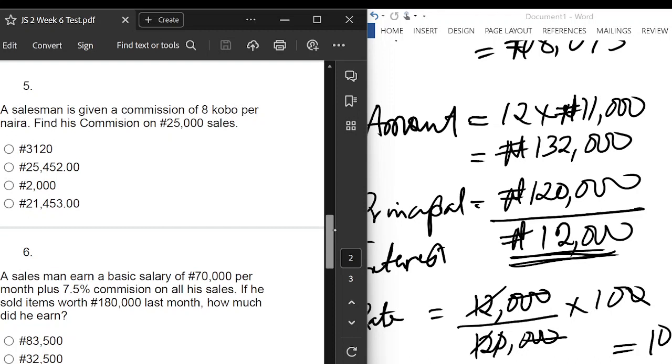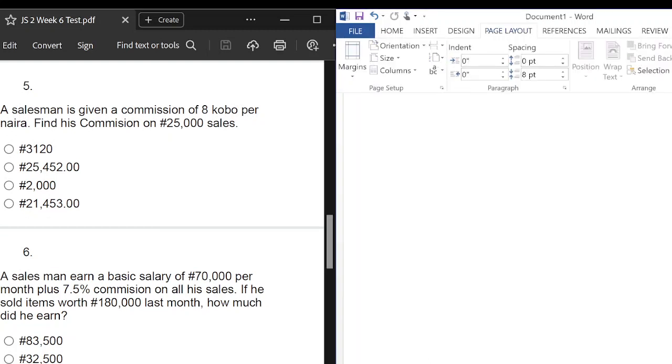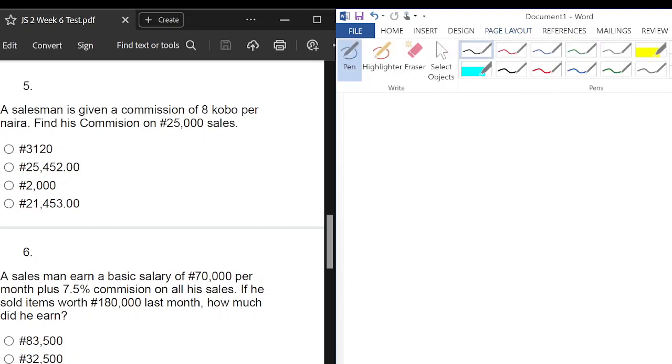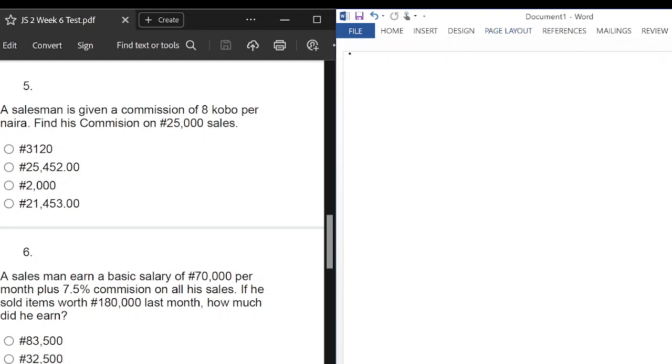So we'll move to question number 5 now. All right. Question number 5. A salesman is given a commission of 8 kobo per naira. Find his commission on 25,000 naira sales. So what we're going to do here: 8 kobo means 8%, because 1 naira is equal to 100 kobo. That's 8%. So that's what it means. We're going to find 8% of 25,000 naira. That's the quick solution to that.